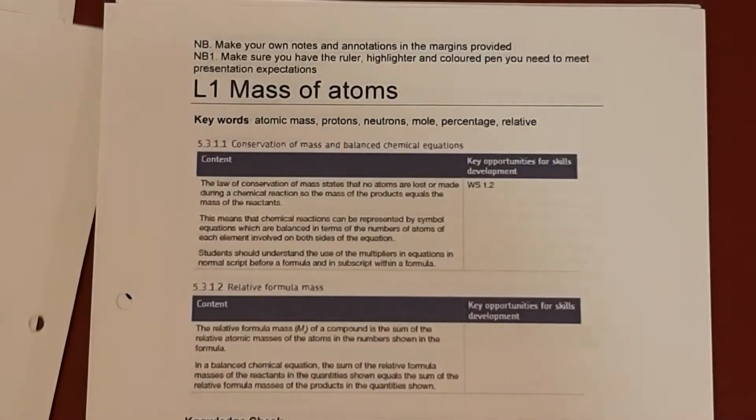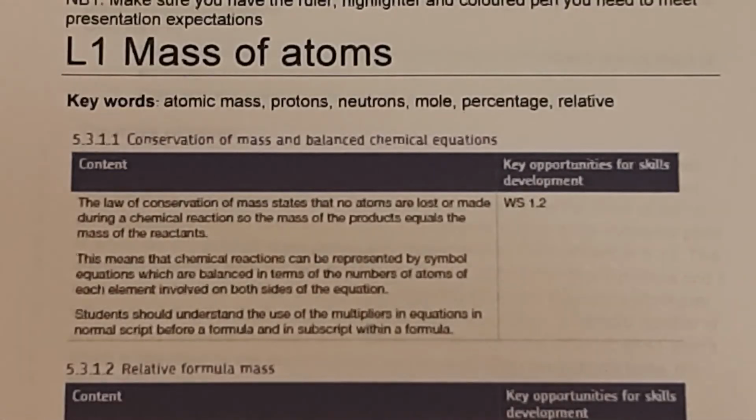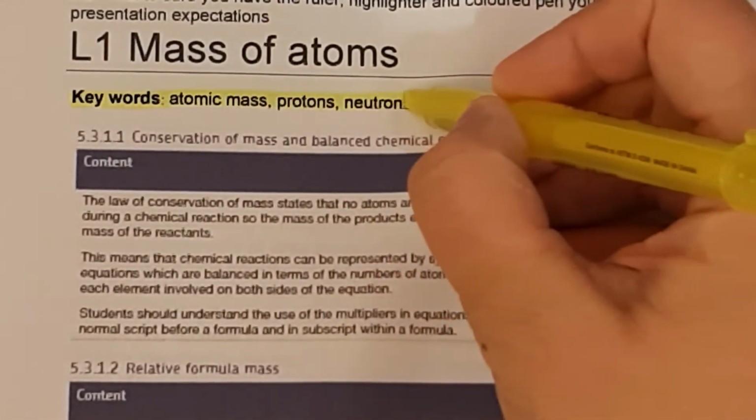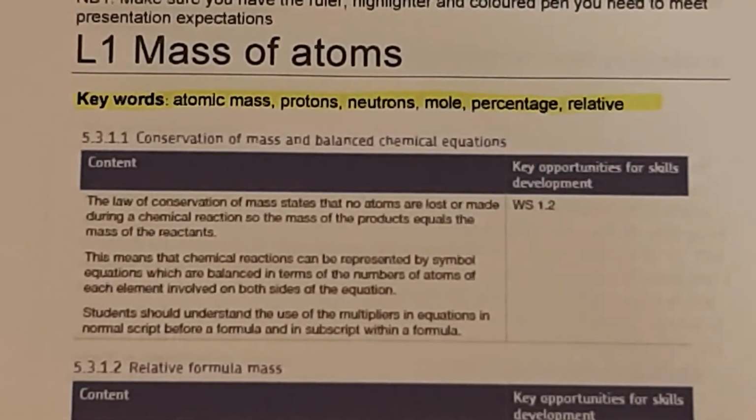So we're going to move on to lesson 1, the mass of atoms. You'll need your highlighter at the ready, as well as a pen of at least 2 different colours. Okay, so our keywords for today's lesson are atomic mass, protons, neutrons, mole, percentage and relative.